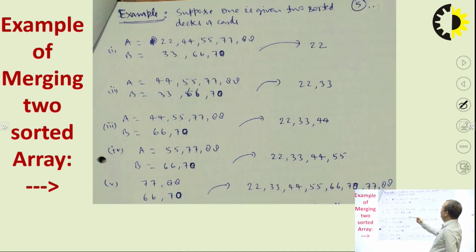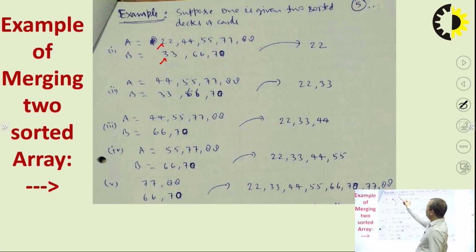Suppose we want to solve an example. We have array A with elements 22, 44, 55, 77, 88, and the second array B with values 33, 66 and 70. We just apply the algorithm. We initialize NA equal to 1 and NB equal to 1, and we start with this.